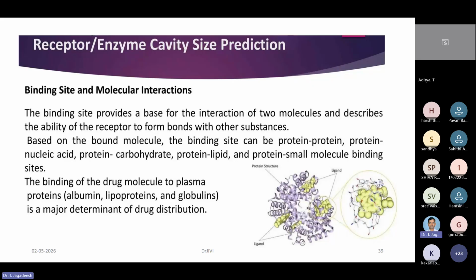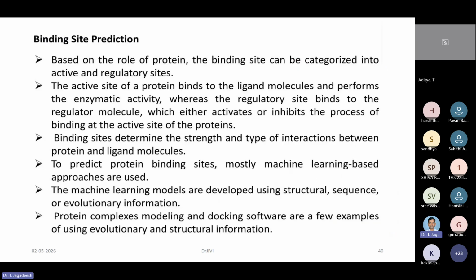So the binding site prediction based on the role of protein, the binding site can be categorized into active and regulatory sites. The active site of the protein binds to the ligand molecule and performs the enzymatic activity that will produce your pharmacological action. Whereas the regulatory site binds to the regulatory molecule, which either activates or inhibits the process of the binding at the active site of the protein.